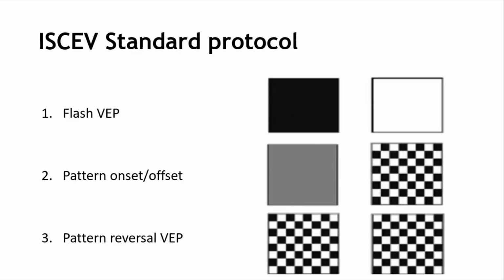We tell as flash VEP. So in a child who can't fixate properly, a flash of light is shown in the bowl, and the pattern onset and offset, and pattern reversal, where the checkerboard black and white is replaced by white and black.